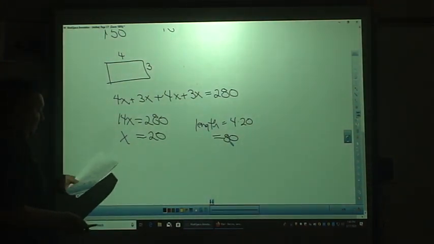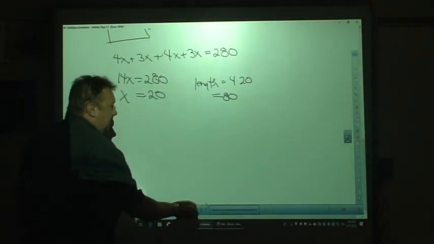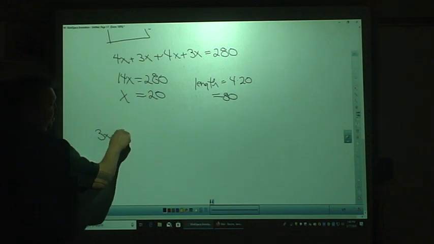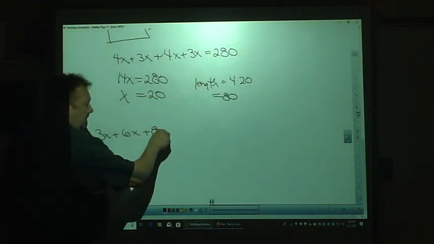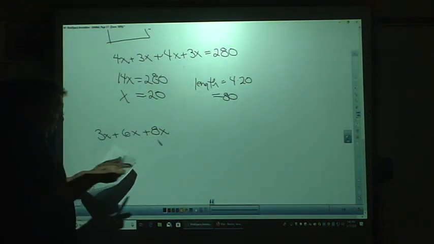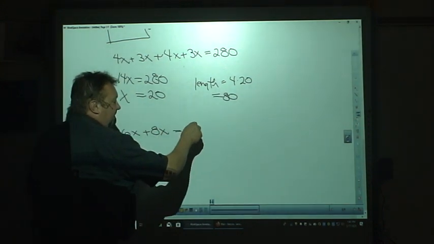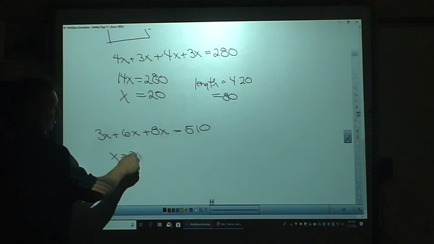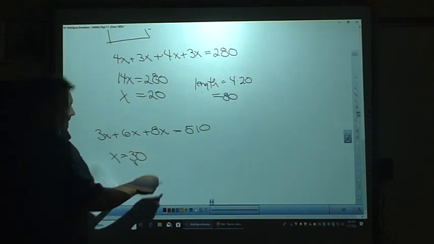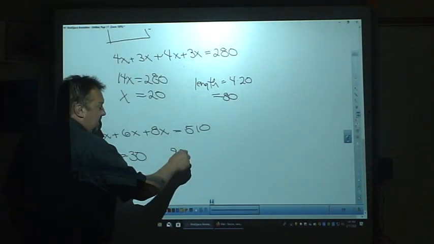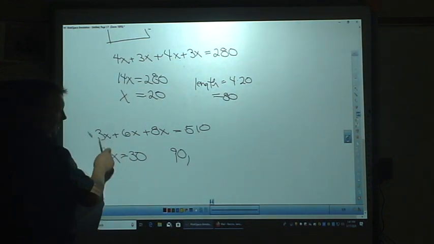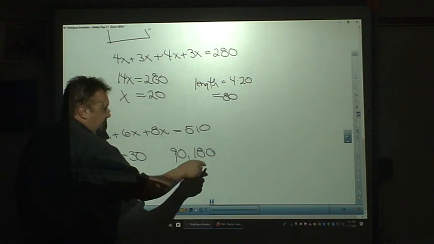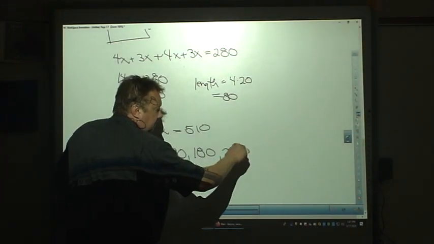For number 5, the ratio of the lengths of the sides of a triangle are 3 to 6 to 8. 3x, 6x, 8x. There are only 3 sides. That equals 510. This will give us x equals 30 when we solve. And so the sides would be 90, 30 times 3, 180, 30 times 6, and 240.